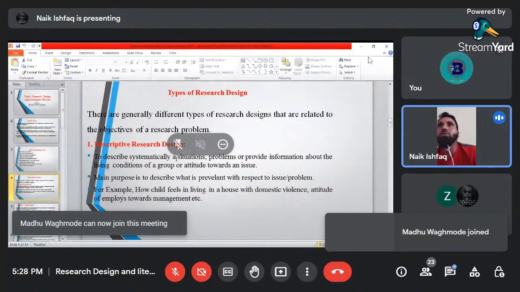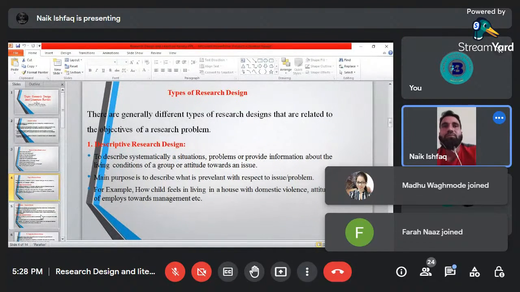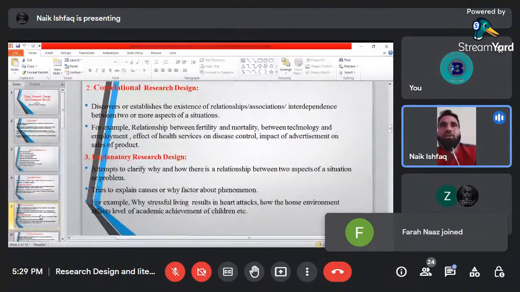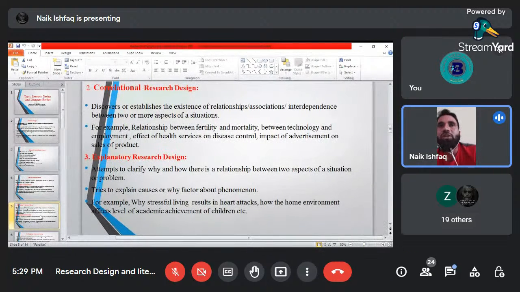And the second, the attitudes of the employees towards the management. These are the things that we are studying under the descriptive research design. Coming to the second, correlational research design. Here what we see in the correlational research design is the relationships, the association, interdependence.